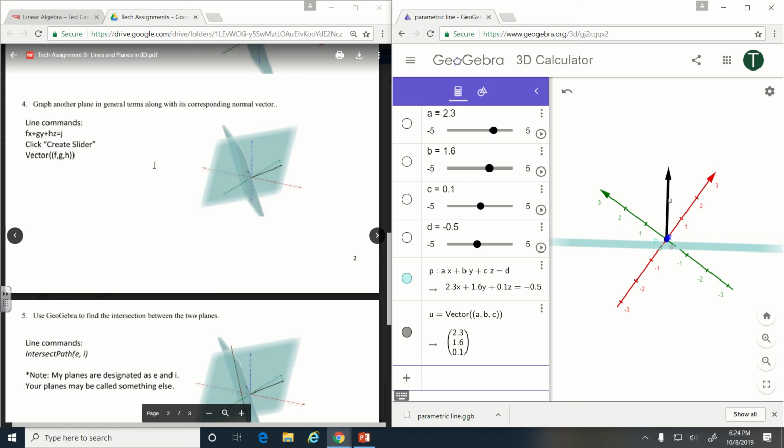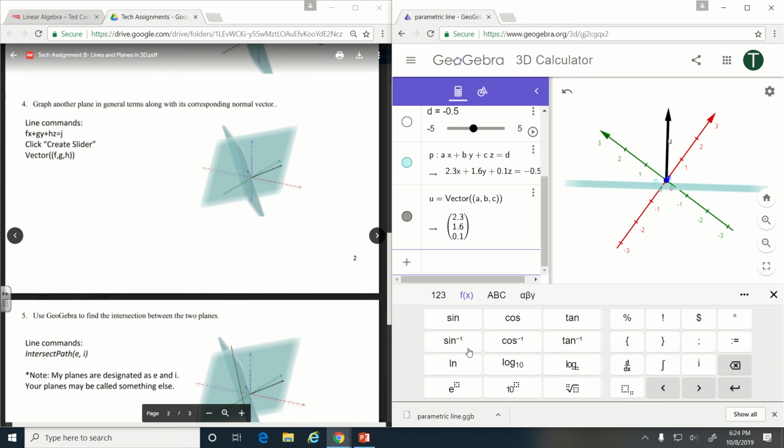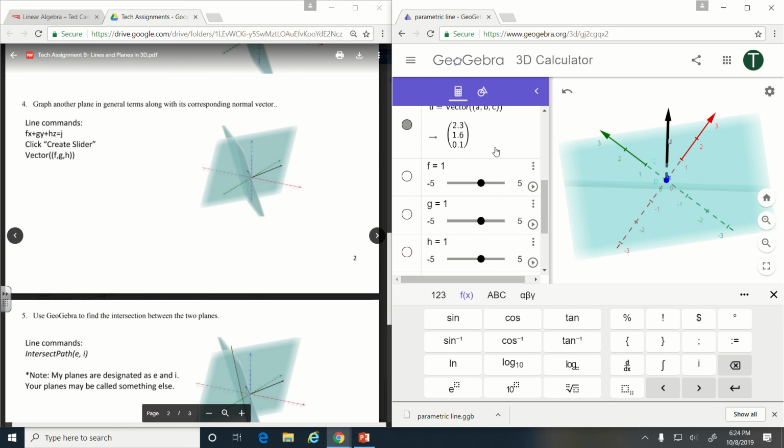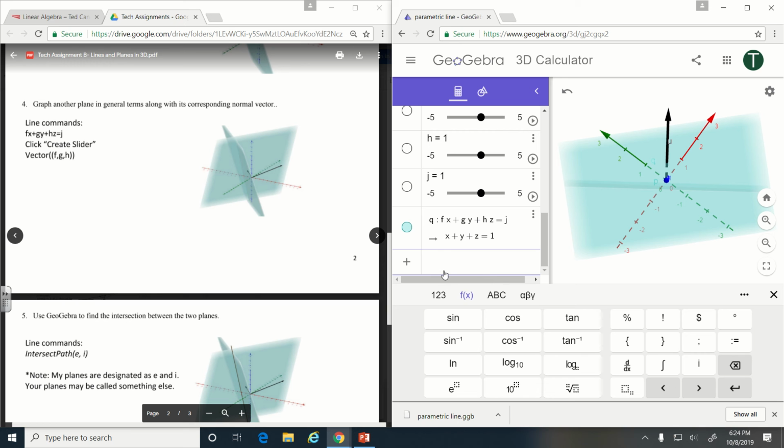Then we could also create another plane, fx plus gy plus hz. Really doesn't matter as long as your coefficients are unique to this plane. Hit enter, it creates the sliders for that. Do the same thing with the vector.